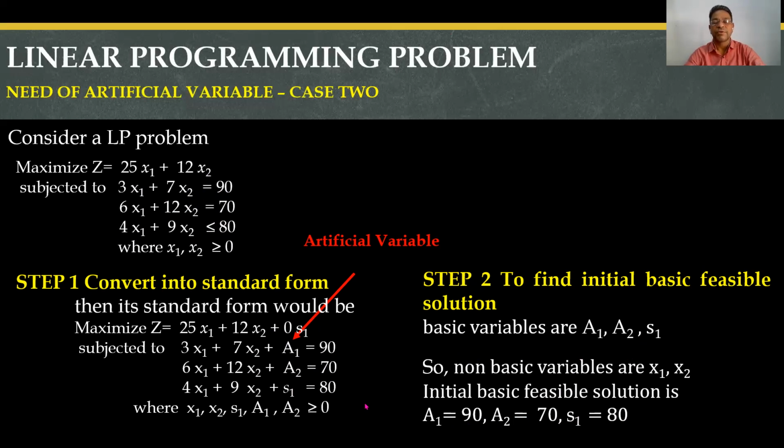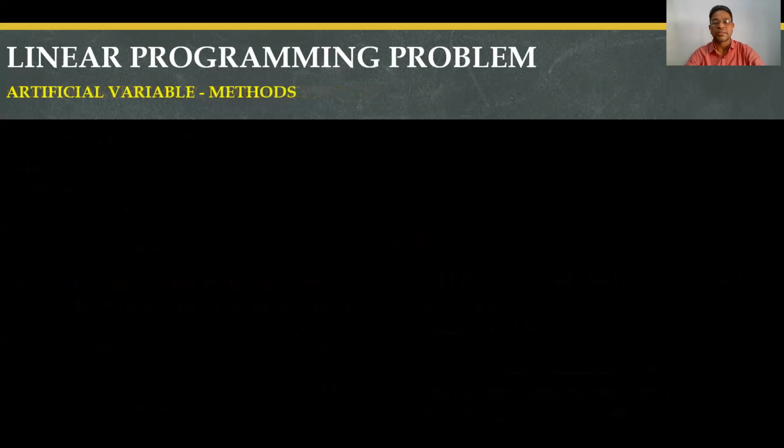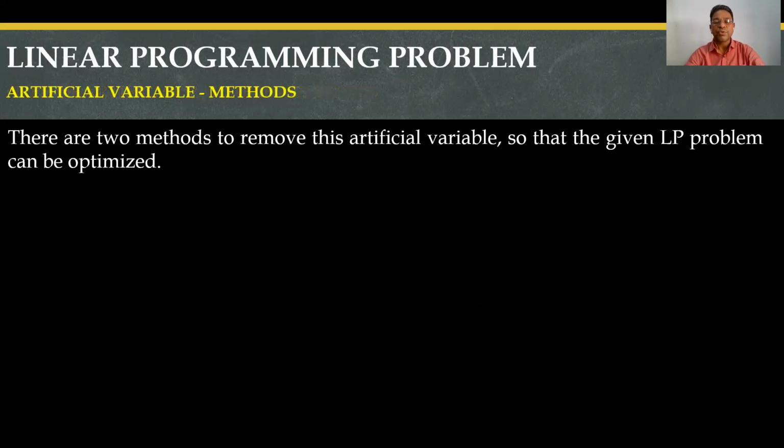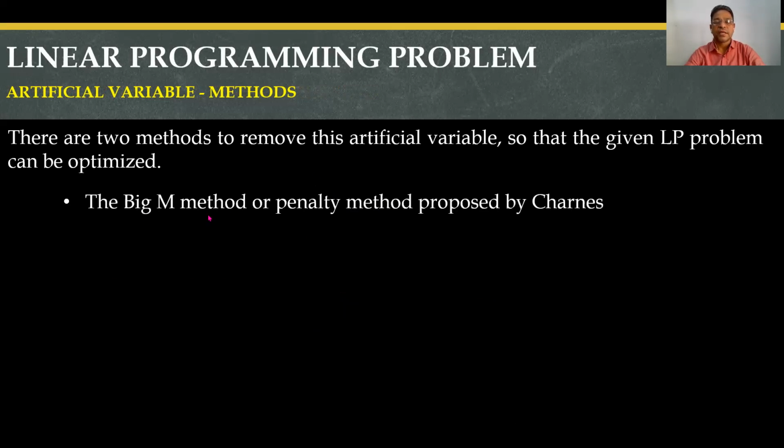So there are two cases where we need to add artificial variables, and then we can solve this sum. Now, in order to solve the sum, there are two methods. The first method is the big M method, also called the penalty method. And the second method is called the two-phase method. Whenever an artificial variable is needed, that time this big M or two-phase method will come into the picture.